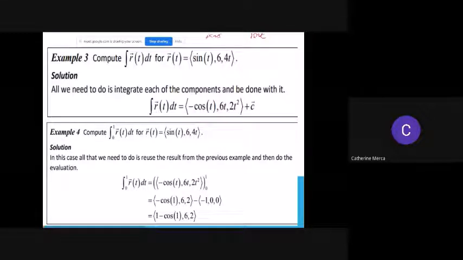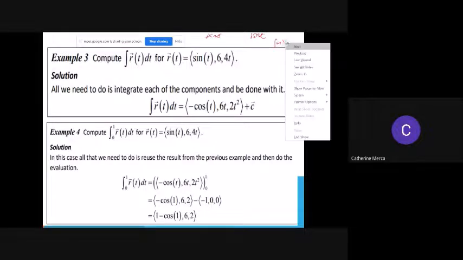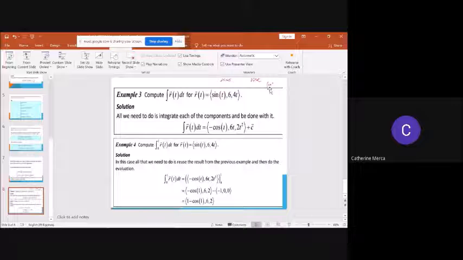Why? If you remember, you have integral of u to the n du. Integral ng u to the n.